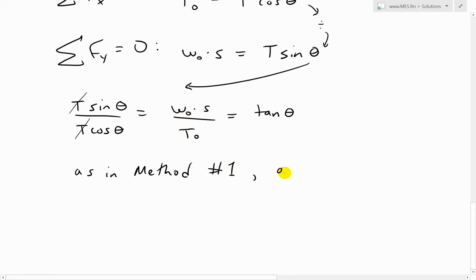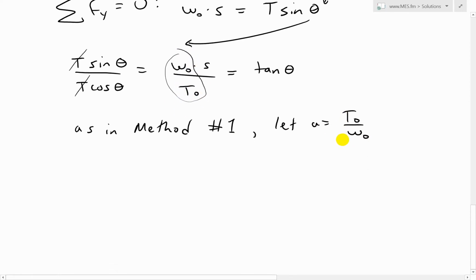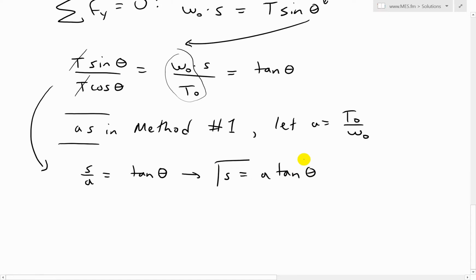So what I'll do is I'll let a equal TO over W right there. So this is going to be right here 1 over A. So what we end up having, we'll put this all the way down here. So we have S over A equals tan theta. In other words, we can move the S across. So what we have is S, the length of the segment, is equal to A tan theta, like that.